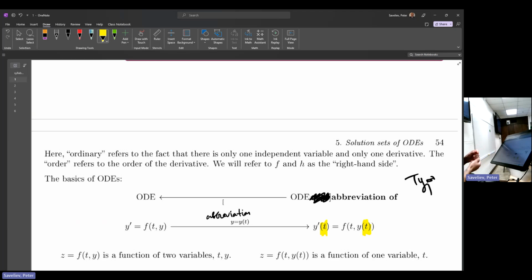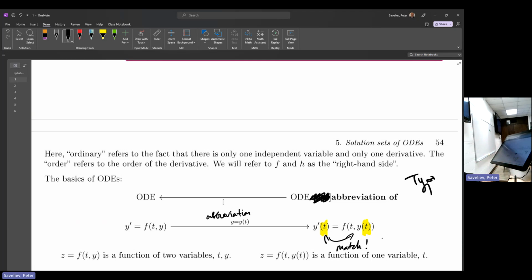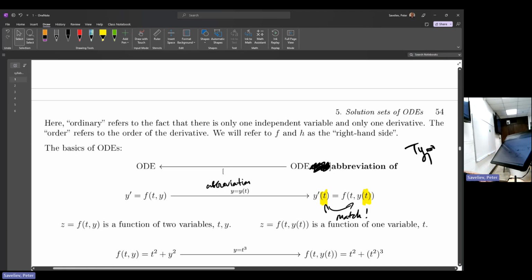And so if that's the case, then there is a match. What I'm trying to say here is there is a match of functions. Both of them are functions of t and nothing else. So regardless of what it looks like on the right. On the right, it looks like the right hand side depends on y, but y is not a variable, it's a function. Okay, so here's an example.